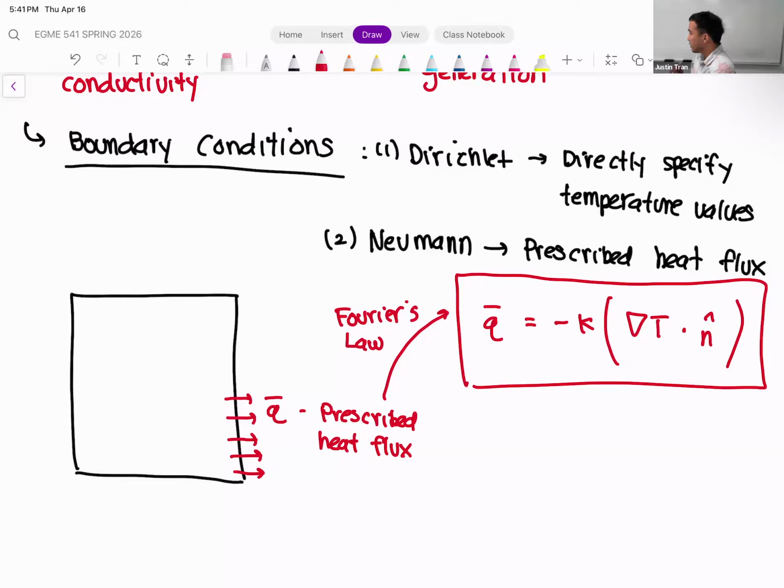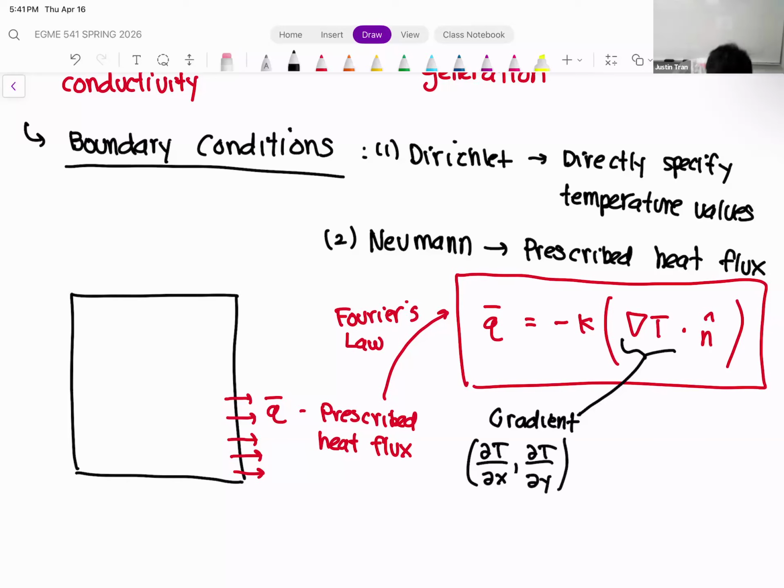Now, the keys to understanding this are what lie inside the parentheses there. So on the one hand, we have the gradient of T. If you remember gradient from our discussion about a week ago, gradient is essentially just the derivative of our temperature field in each given direction, right? So you have partial T, partial X, and partial T, partial Y, right?